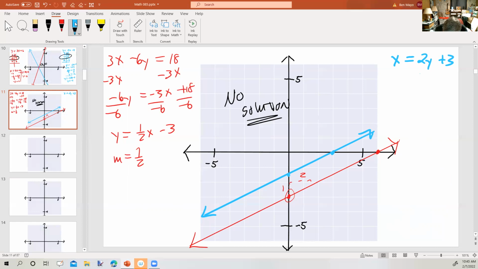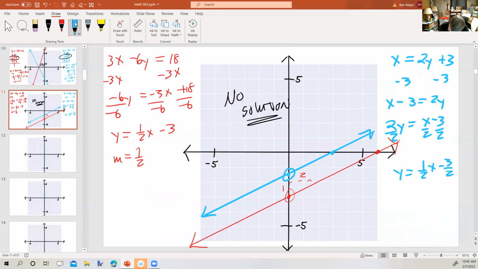Well, the quickest way to do this, I guess, is to subtract 3 from both sides. So I've got that, which is the same thing as that, right? Just switching the sides around, then dividing by 2, y equals x over 2 is the same thing as 1/2 x minus 3/2. So the y-intercept is -3/2, and the slope again is 1/2.